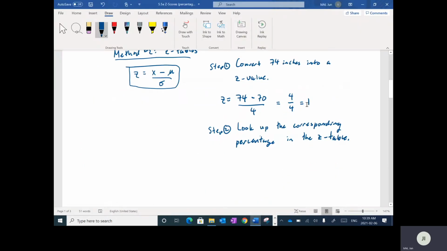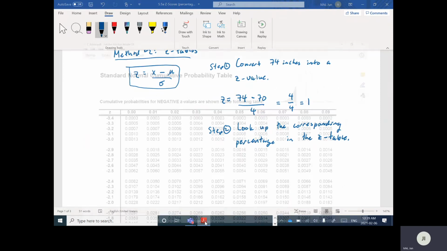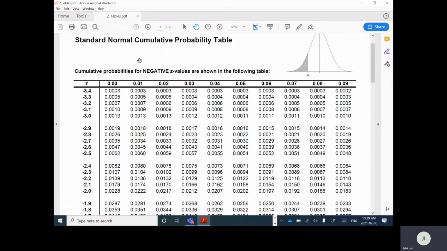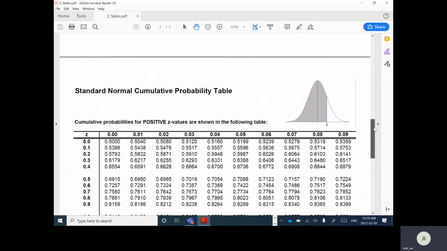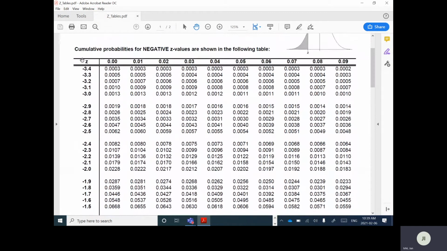I want to look up Z of 1, positive 1 in my tables. A little description of these tables: there are basically 2 pages, this page and this page. The first page, what you'll notice is that the Z numbers here are all negative, because that represents the Z.